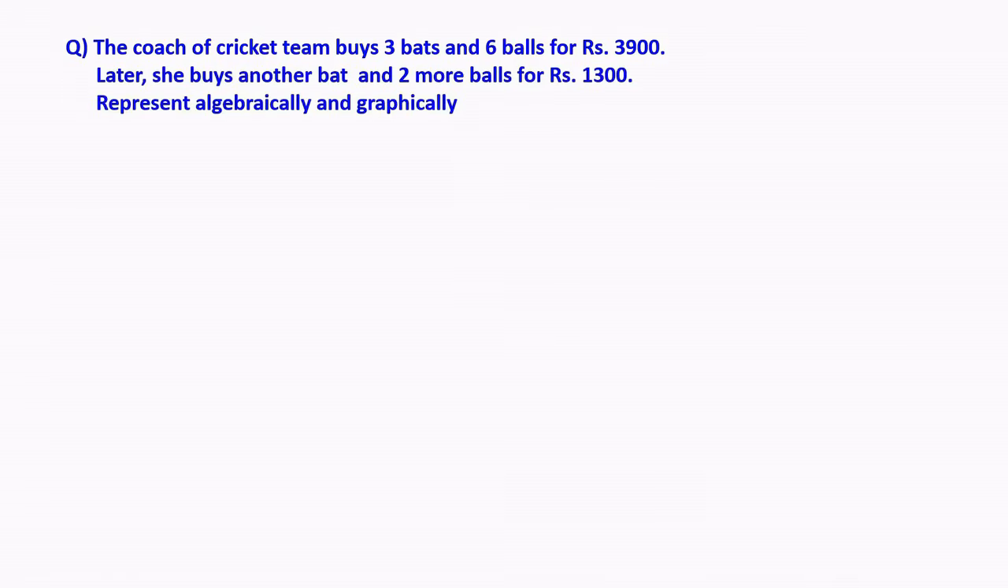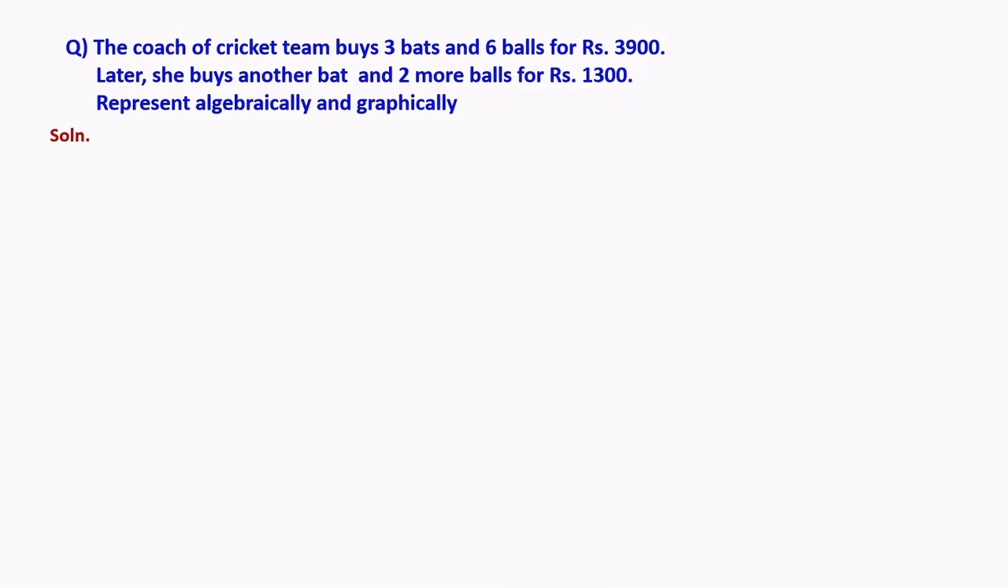Let's read the question. The coach of a cricket team buys 3 bats and 6 balls for Rs 3,900. Later, she buys another bat and 2 more balls for Rs 1,300. We need to represent this algebraically and graphically.